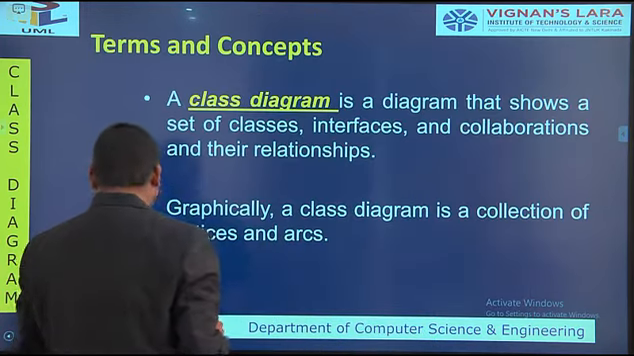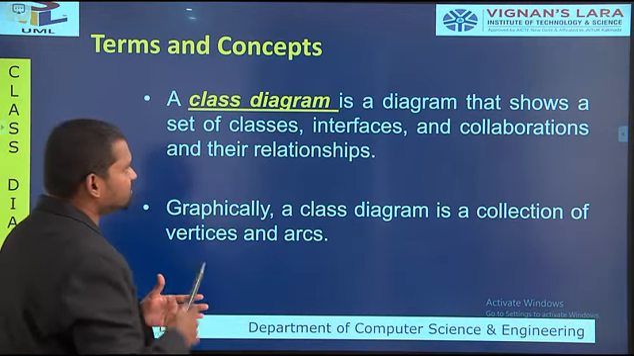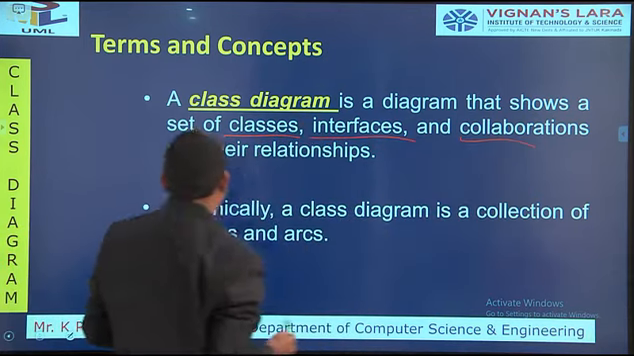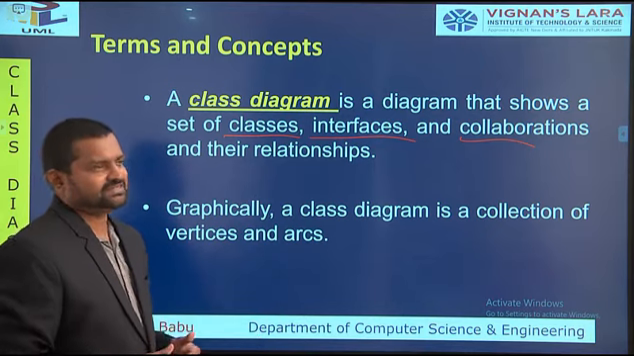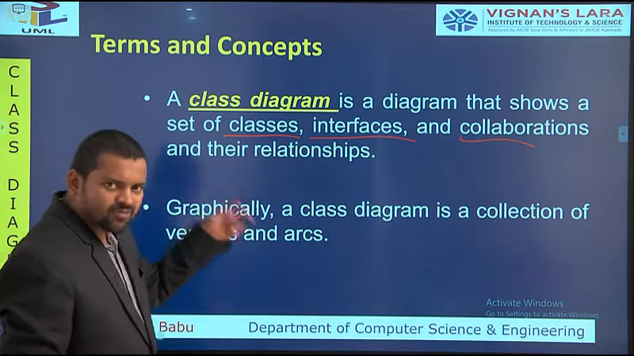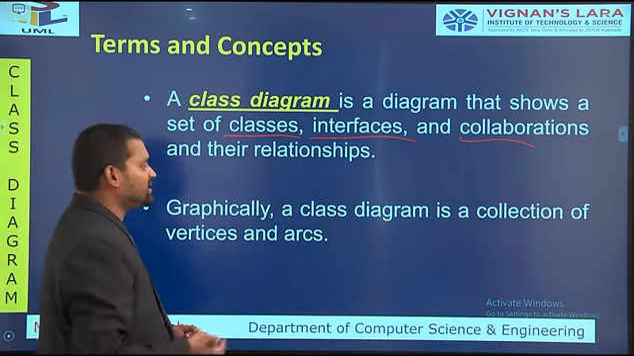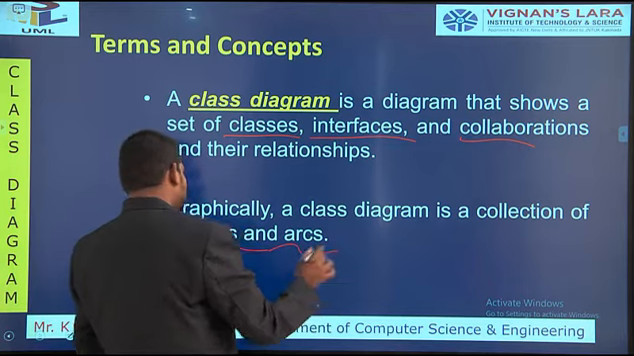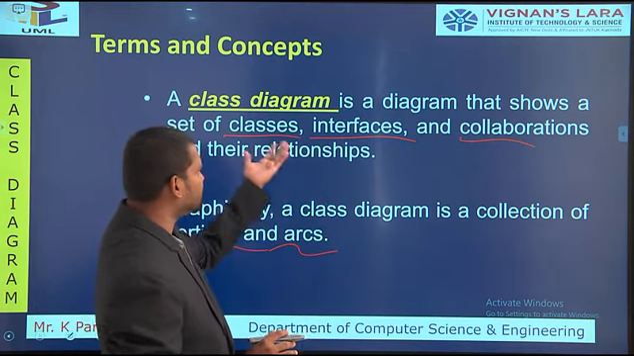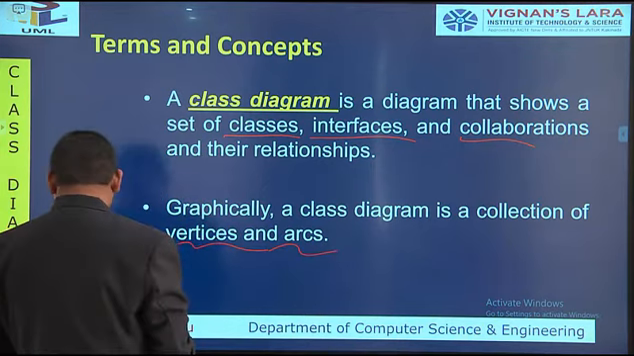Next, terms and concepts. What terms or concepts are available in the class diagram? A class diagram is a diagram that shows the classes, interfaces, collaborations, and their relationships and connections. What are classes? What are interfaces? What are collaborations? The combination of all those components is called a class diagram. Graphically, a class diagram is a collection of vertices and arcs. The vertices are classes, interfaces and collaborations, and their connections are nothing but arcs.